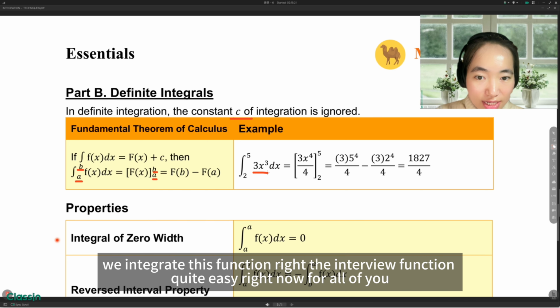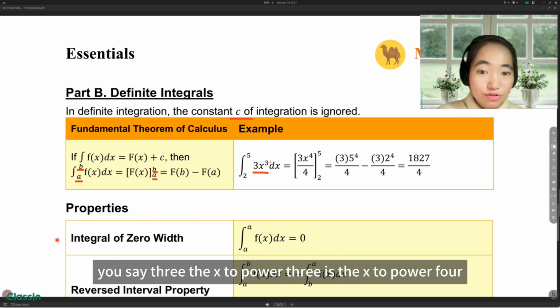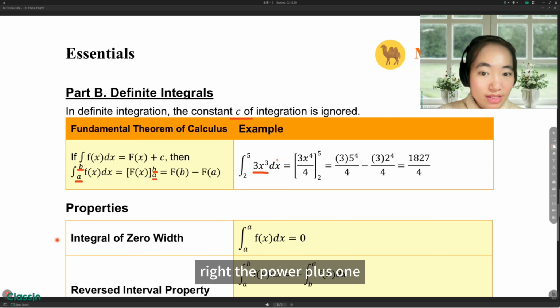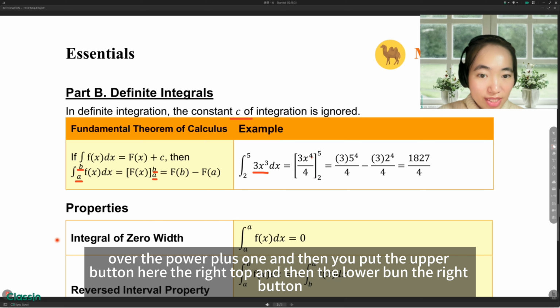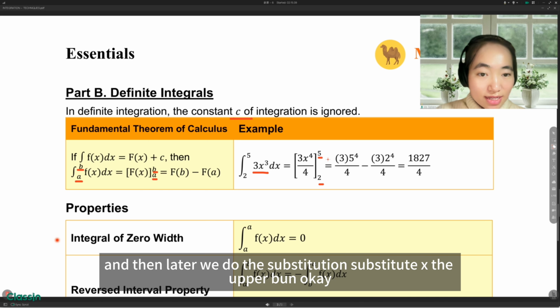First, we integrate this function. The integration is quite easy for all of you. It's 3, and x to the power 3 becomes x to the power 4, the power plus 1 over the power plus 1. Then you put the upper bound at the top right and the lower bound at the bottom right. Later we do the substitution.